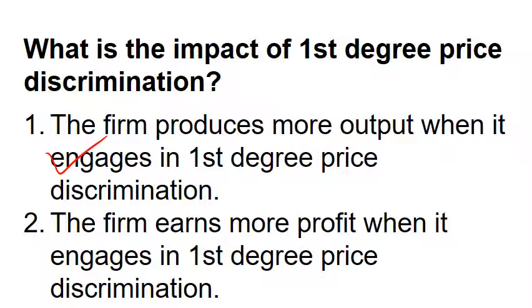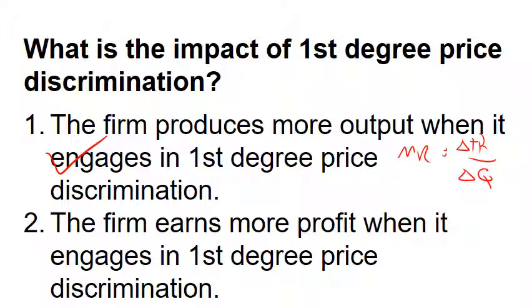Output rose from 4 to 8 in this example. The reason is that when the firm does not discriminate, it increases output as long as marginal revenue exceeds marginal cost. And when it does discriminate, it benefits as long as price exceeds marginal cost. Marginal revenue is the extra revenue generated when the firm sells another unit of output. The equation is that marginal revenue is equal to the change in total revenue over change in quantity.